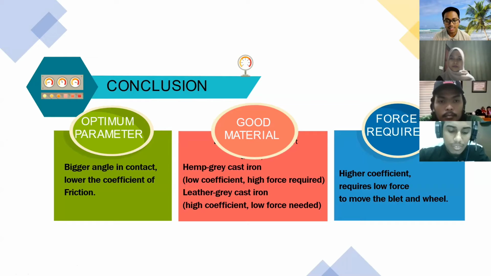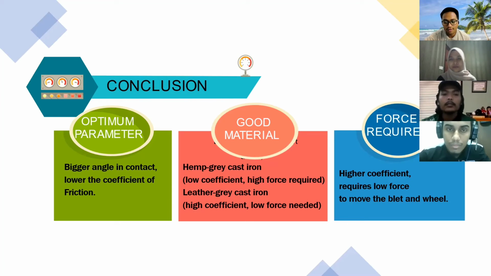For good material, by the result of this lab, we have found that hemp with gray cast iron produces low coefficient of friction, but needs high force to move the belting system. For leather and gray cast iron, it only requires low force to move the belting system because the coefficient of friction is high. Then for the force required, as the coefficient of friction becomes higher, the force needed to move the belt and wheel is low.